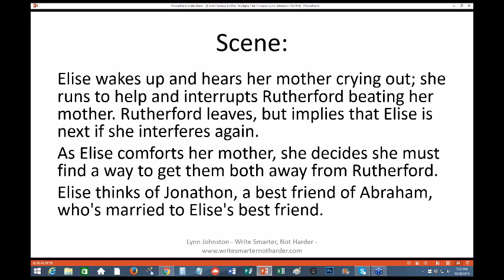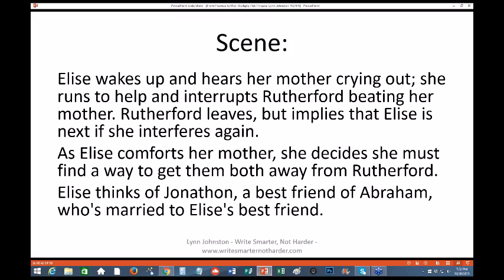she interferes. And of course, if I were Elise and my mother had just been beaten by my stepfather for some inexplicable reason, the first thing I would do is comfort my mother. At some point while I was taking care of my mother, I would probably think about how I needed to do something to get her away from Rutherford. And this is the scene that motivates her to contact Jonathan.